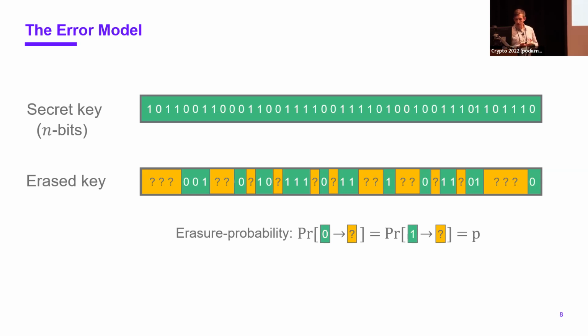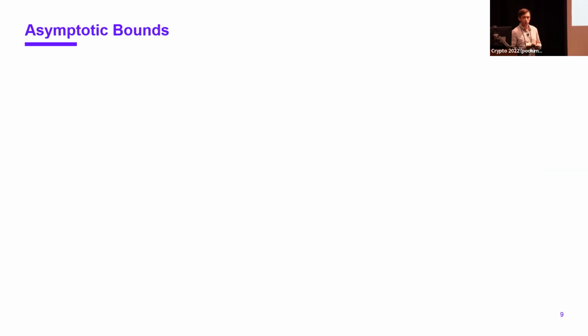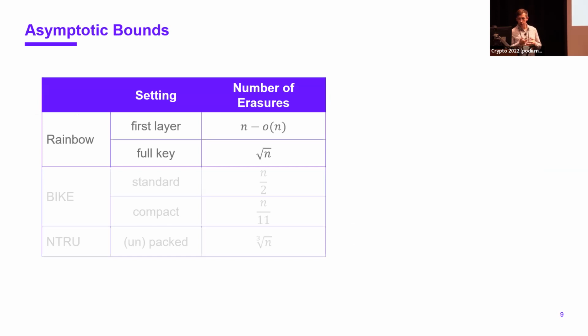Yeah. And now, given such an erased key, the question we answered is first about the asymptotic balance. So here we have the different schemes and different settings. I will explain in a second what this means. And the question is how many erasures, so how many question marks, can we tolerate to still recover them in polynomial time. So for example, in the Rainbow case, if we consider the first layer, just a second, then I will explain what it is. We can tolerate n minus something sublinear in n number of erasures to still recover it. So almost everything basically, which is related to this quadratic redundancy factor.